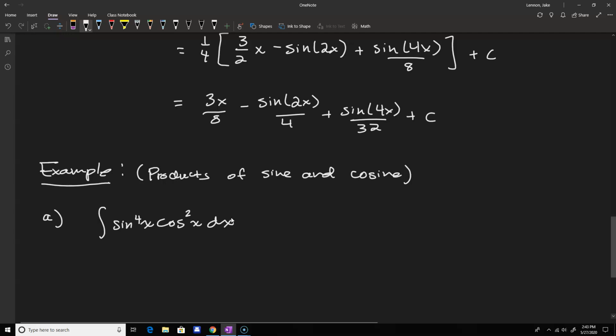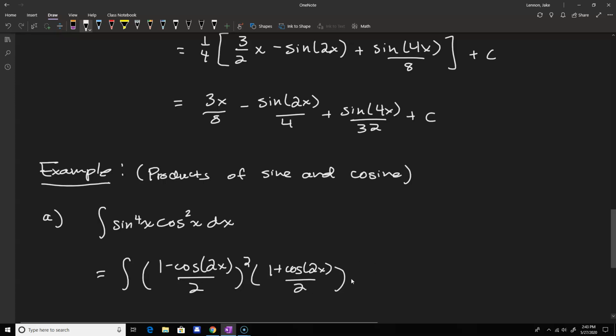Well, this is going to be very similar to last time. What we're going to do is apply both half-angle formulas to substitute for the even powers. So this is going to be the integral of (1 minus cosine of 2x over 2) quantity squared times (1 plus cosine of 2x over 2). And this is just, again, by the half-angle identities.